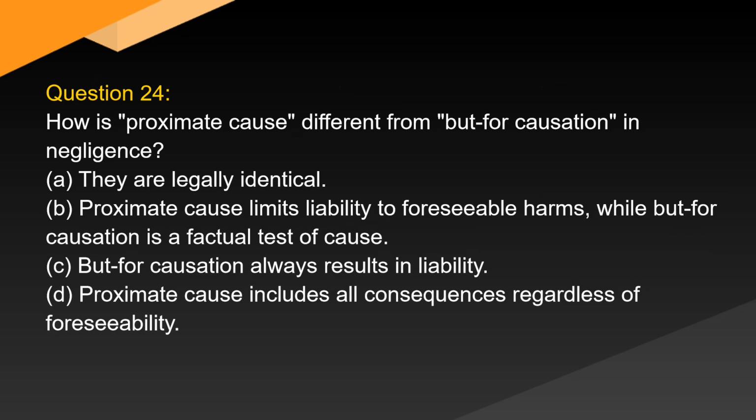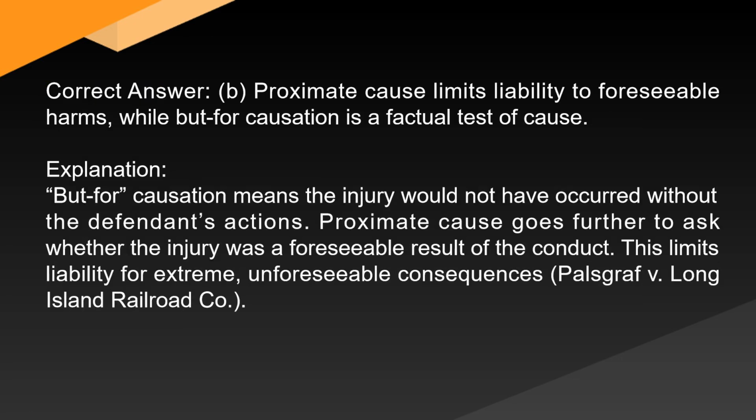Question 24. How is proximate cause different from but-for causation in negligence? A. They are legally identical. B. Proximate cause limits liability to foreseeable harms, while but-for causation is a factual test of cause. C. But-for causation always results in liability. D. Proximate cause includes all consequences regardless of foreseeability. Correct answer: B. Proximate cause limits liability to foreseeable harms, while but-for causation is a factual test of cause.